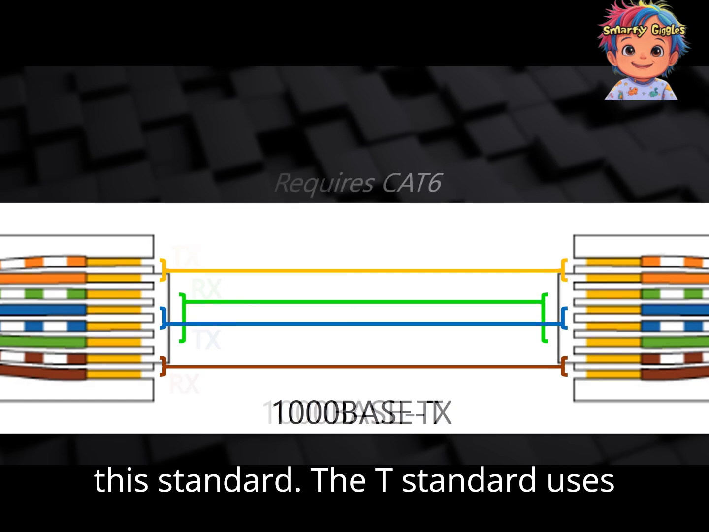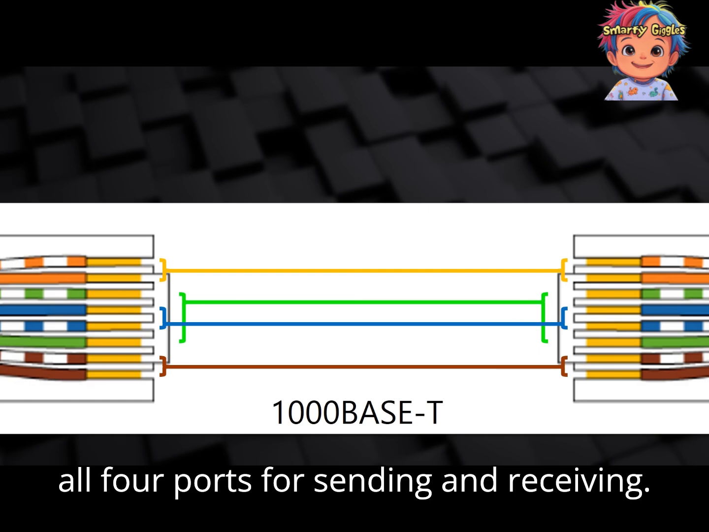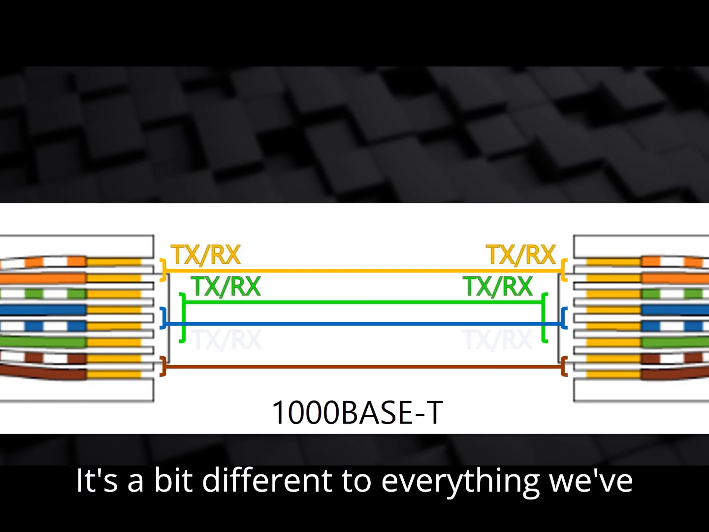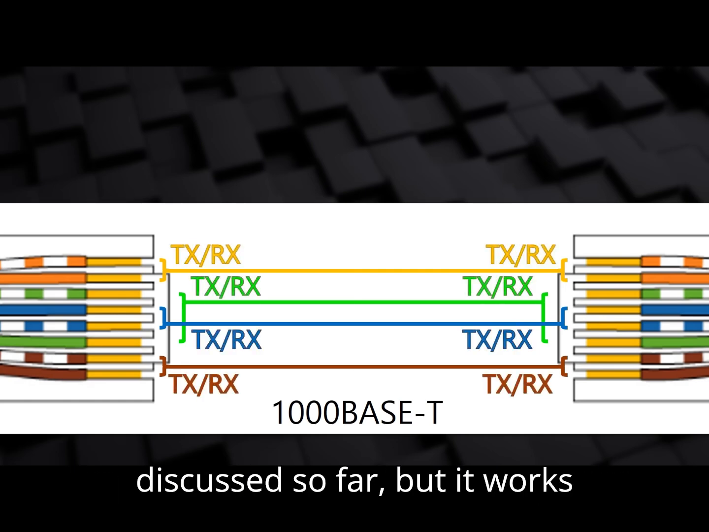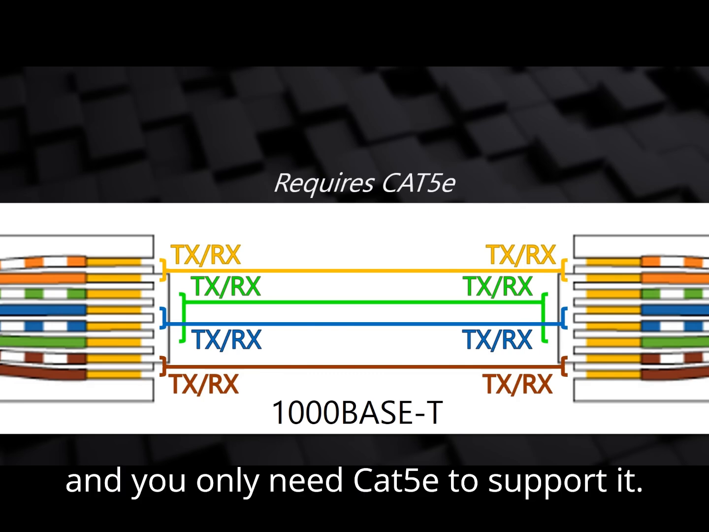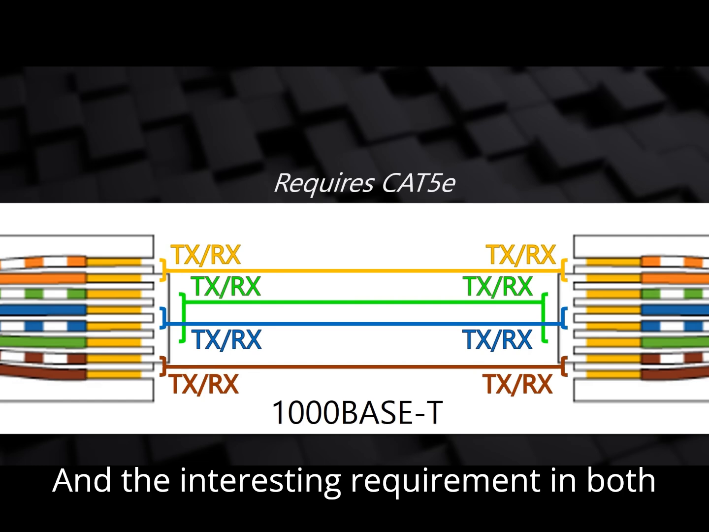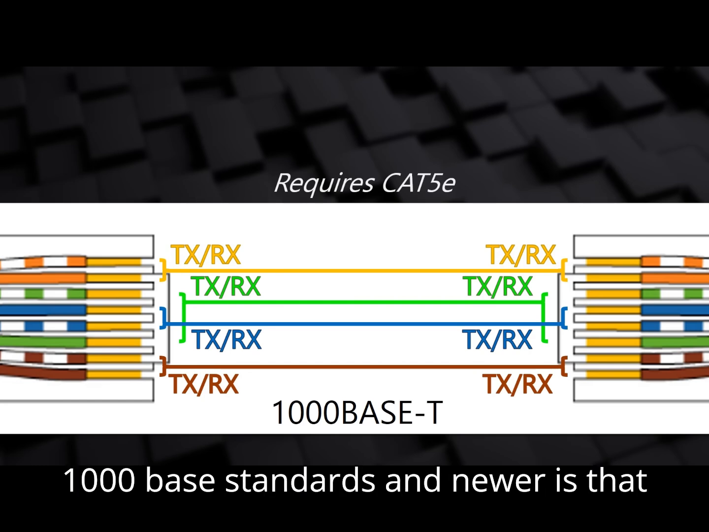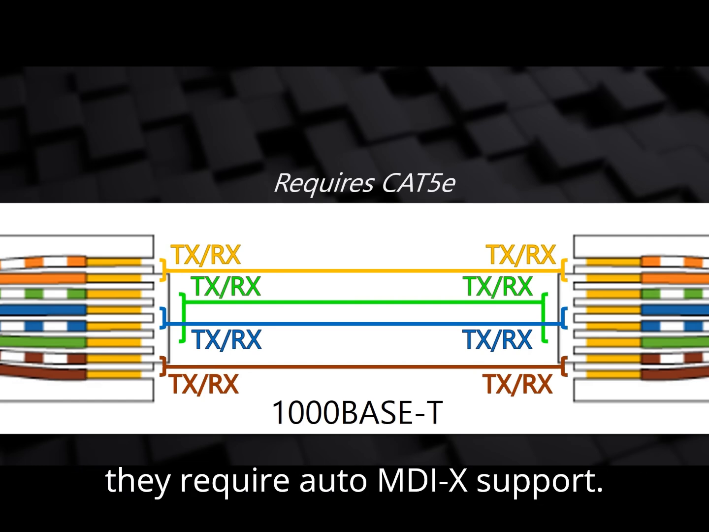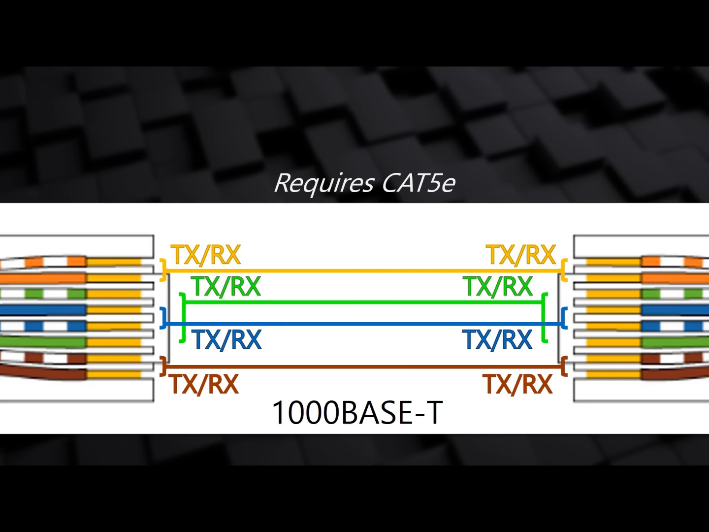The T standard uses all 4 ports for sending and receiving. It's a bit different to everything we've discussed so far, but it works, and you only need Cat5e to support it. An interesting requirement in both 1000 base standards and newer is that they require auto MDI-X support.